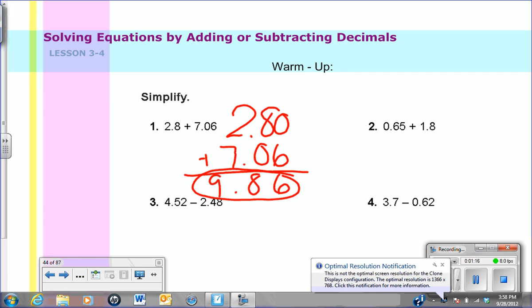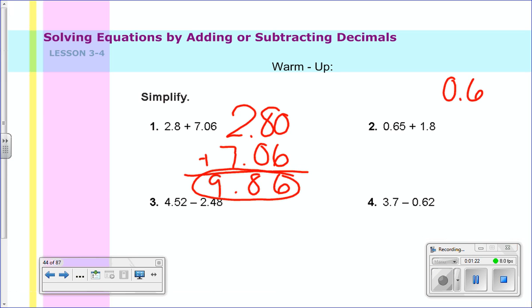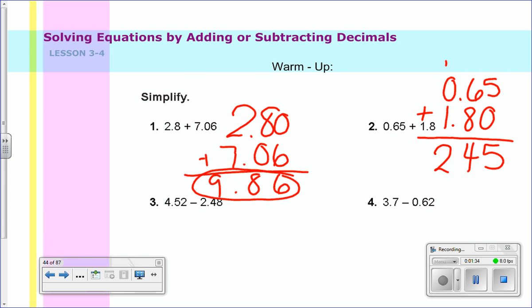All right, so let's check numbers 3 and 4. Number 3, we had 65/100 and we have 1 8/10. Again, you add a 0 so it's to the same place value. Then you add going down, and you should get 2 45/100.